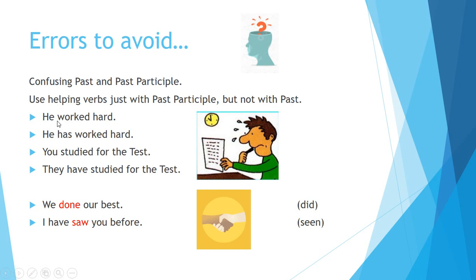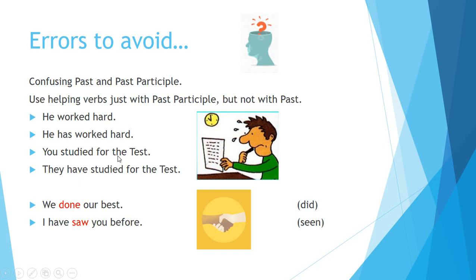So if we say here, he worked hard, this one is past, simple past. But if we say he has worked hard, this one is past participle, and the conjugation of the verb is going to be the past participle form. In this case, work is conjugated the same way for past and past participle, so there is not a greater problem or inconvenience here.